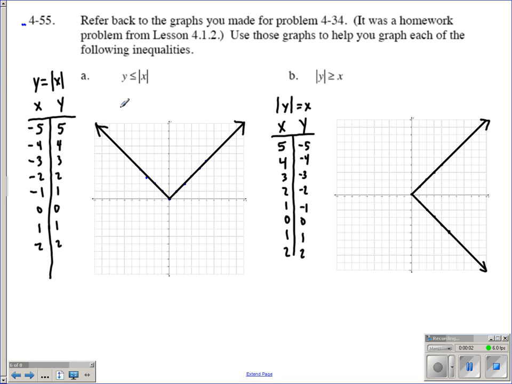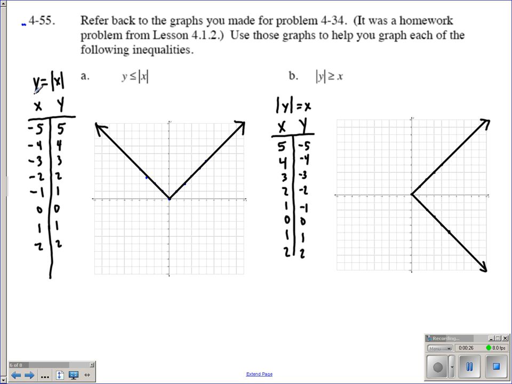Problem 4-55. Refer back to the graphs you made for problem 4-34. It was a homework problem from lesson 4.1.2. Hopefully you did it. Use those graphs to help you graph each of the following inequalities. So since I did my homework, I was able to bring this graph back up.